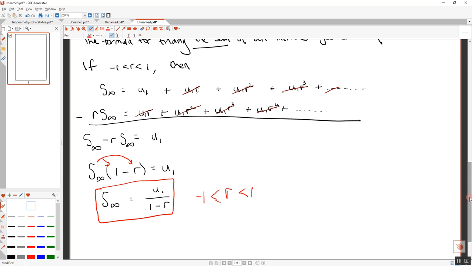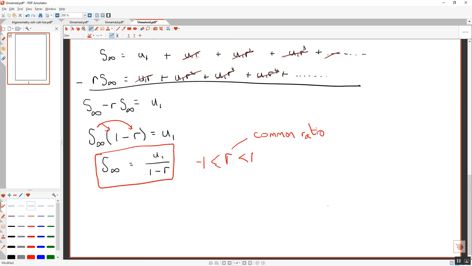What is r? r is the ratio. Yep, common ratio. Okay, any questions?